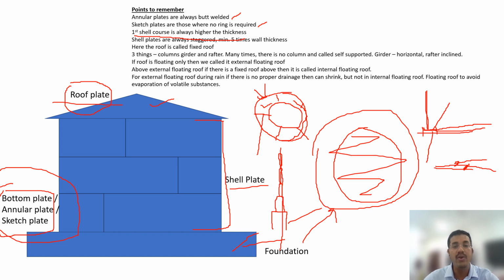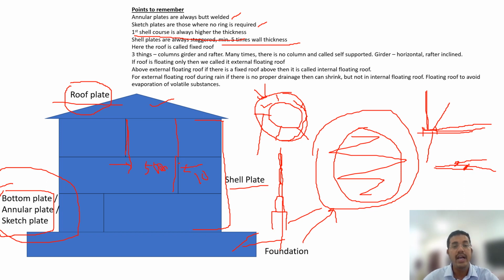Cell plates are always staggered, minimum 5 times the wall thickness. What do you mean by staggered? These horizontal joints cannot be aligned like that; they always have to be staggered. How much? Minimum 5 times the wall thickness. If it is 10 mm, then the staggered distance between this joint and this joint should be minimum 50 mm. It should be above 50 mm. Less than 50 mm is not allowed if it is 10 mm. So this is called staggered.